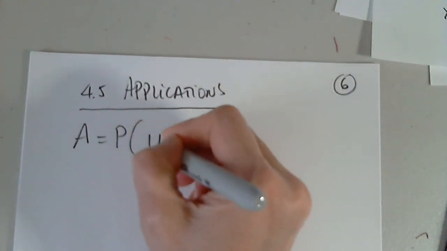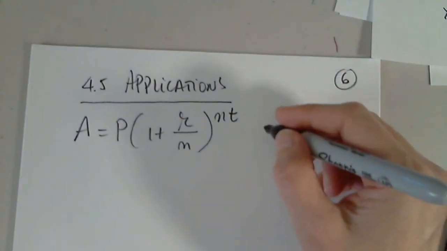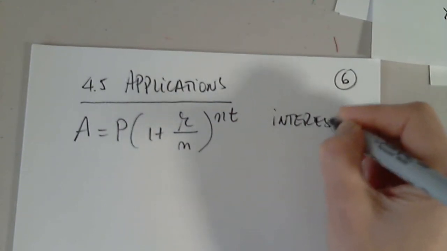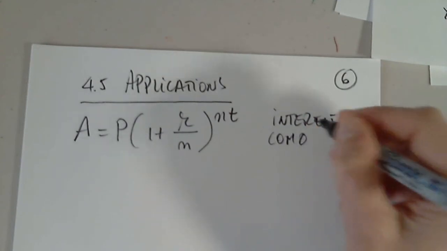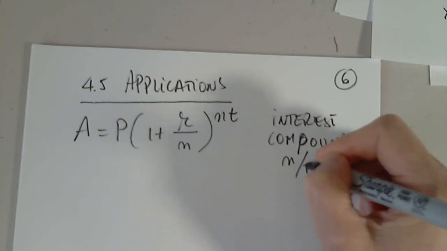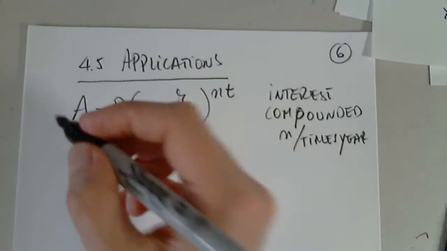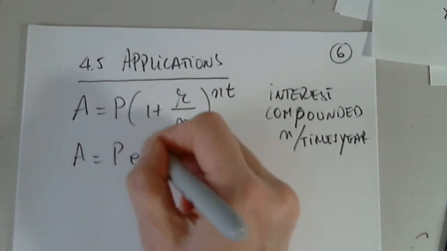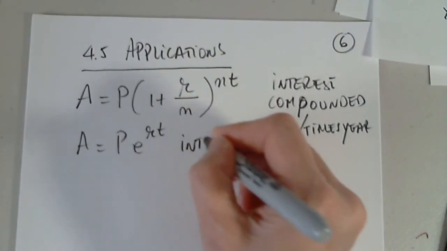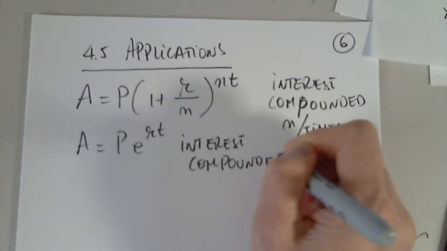A equals P, 1 plus r over n, raised to nt. This is interest compounded n times per year. Then we have interest compounded continuously. You do not need to memorize any of this. They will be given to you.